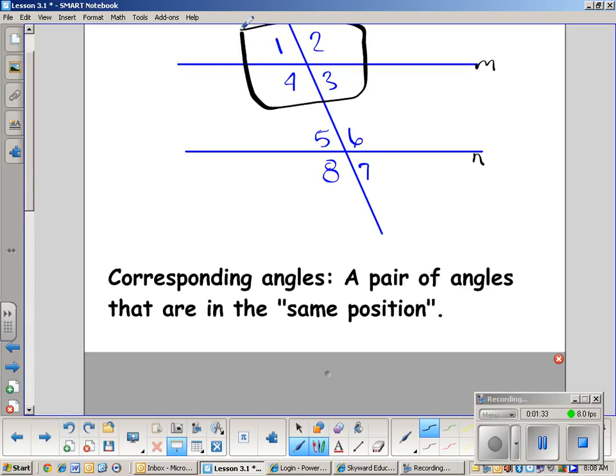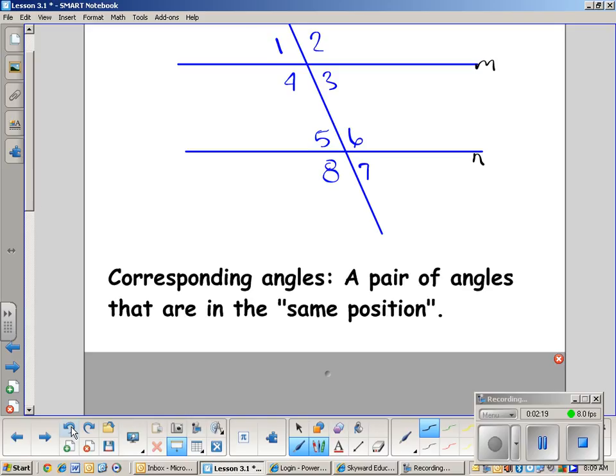In this intersection up here, what angle's in the top left position? Angle 1. So in this intersection down here, what angle's in the same position? Angle 5. So angle 1 and angle 5 are called corresponding angles. They're in the same position from one intersection as the other angle is in the other intersection. So what angle corresponds with angle 7? Angle 3. What angle corresponds with angle 2? Angle 6. And what angle corresponds to angle 4? Angle 8. Corresponding angles, in the same position. Okay? Any questions on that? All right.